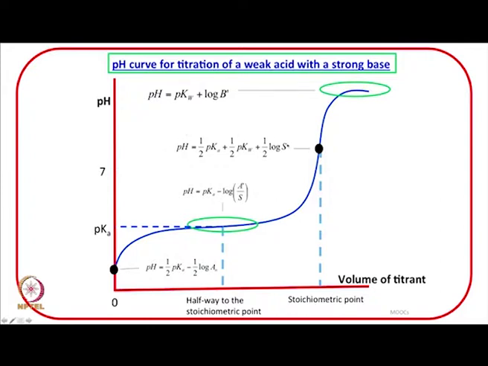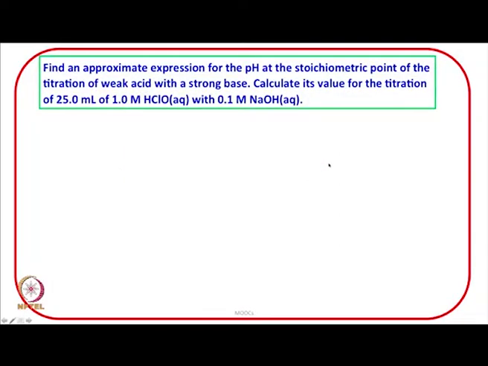Now let us try to derive this kind of equation, this equation which is at the equivalence point. Find an approximate expression for the pH at the stoichiometric point of the titration of weak acid with a strong base. Calculate its value for the titration of 25 ml of 1 molar HClO with 0.1 molar NaOH. Again we are talking about weak acid and a strong base.